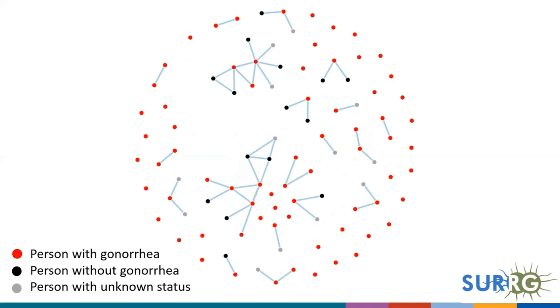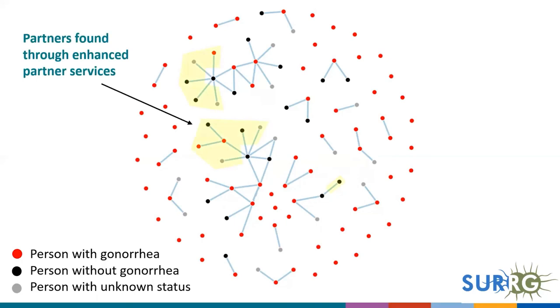This is a network that we see under standard partner services. And this is the network that we see under enhanced partner services. The additional nodes and links under enhanced partner services are highlighted in yellow. You can see that enhanced partner services helped a little to add to the network, but it did not lead to large clusters or substantially higher case finding. In addition, these extra investigations are quite a lot of work to complete.